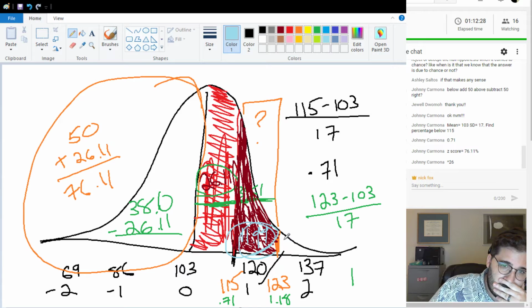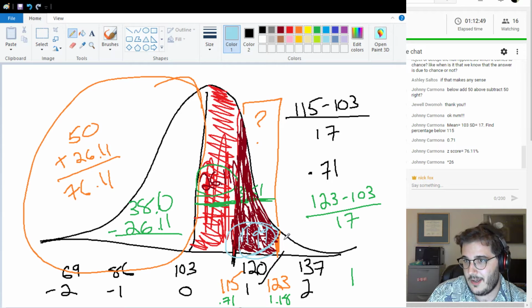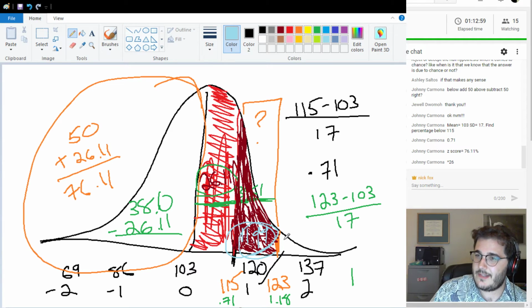So I think the most important thing to do is draw a distribution, point out the values that they tell you to use, and go from there. Just logically say, okay, what pieces do I have? What pieces do I need? If you need extra pieces, you add. If you have too many pieces and you only want a subset, you subtract. Does that make sense? I hope that makes sense. So that's area under the curve.